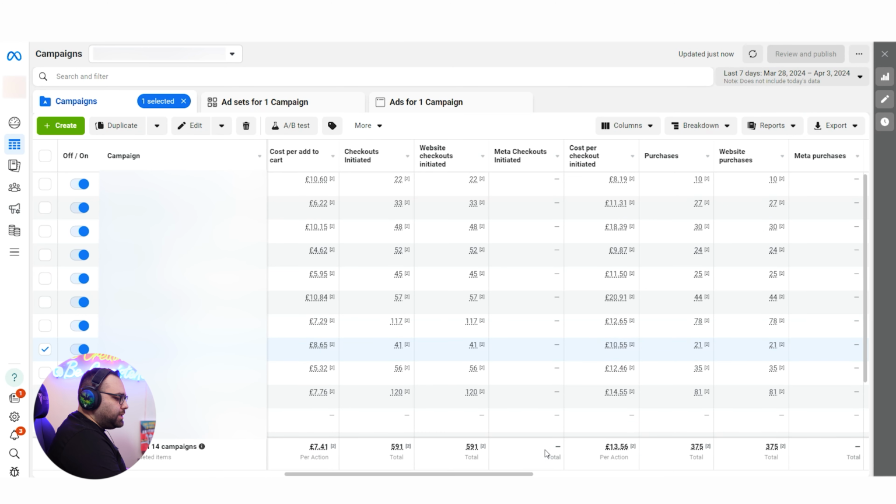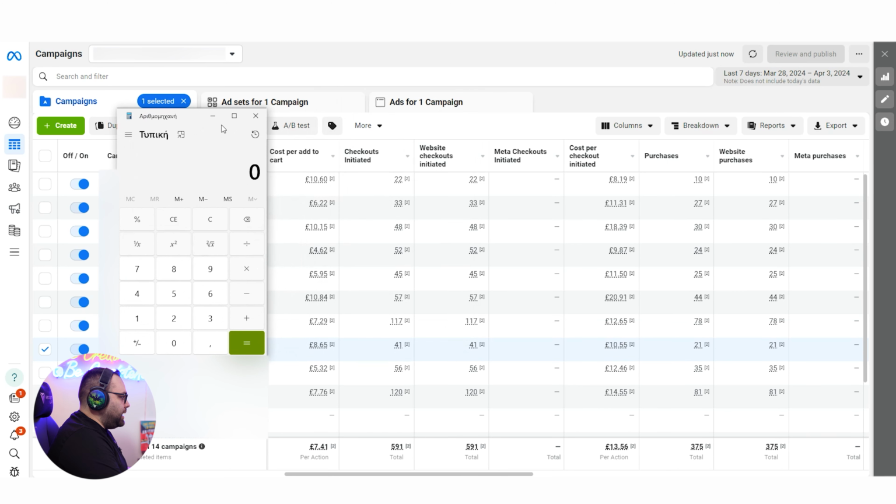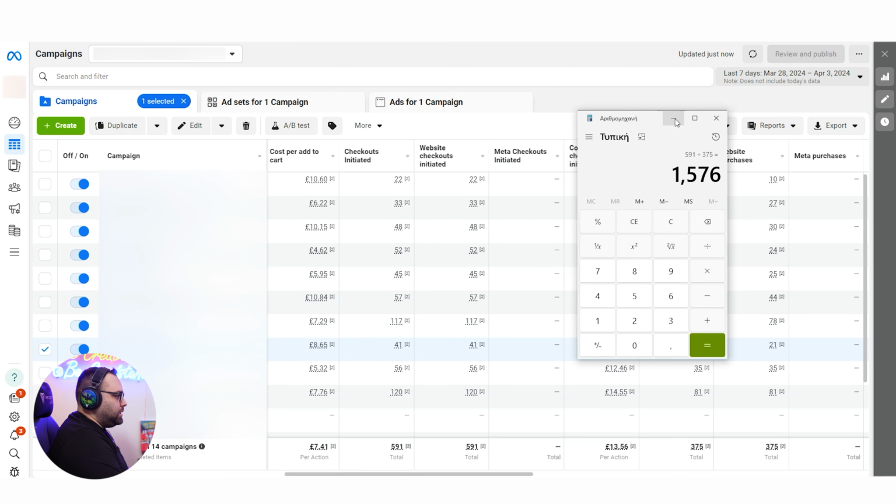So I'm going to try to be as efficient as I can. Let's go immediately to this ad account. We can see that on this ad account we have 591 checkouts, so that it can be visual for you. 591 divided by 375 purchases is 1.5. So every 1.5 checkouts, not even 2, we are having 1 purchase, which is a very good conversion rate. I'm going to keep this on the side for now.